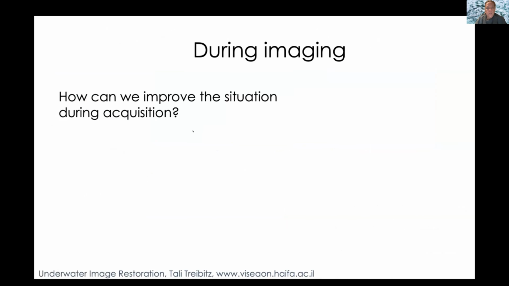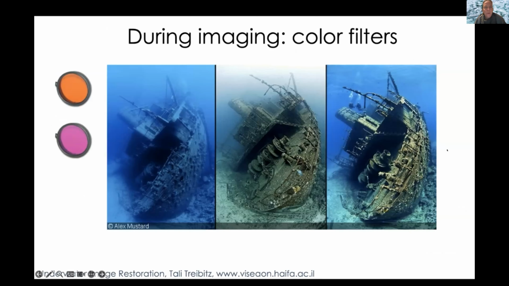Okay, this is not processing, but I did want to mention a few things that you can do during imaging to improve the images themselves, to avoid processing. One thing people can do is sometimes put color filters on the camera itself. So the filters will be either purple or orange, something like that. Why? Because we said that we lose a lot of red color in the water, and the images are usually bluish.